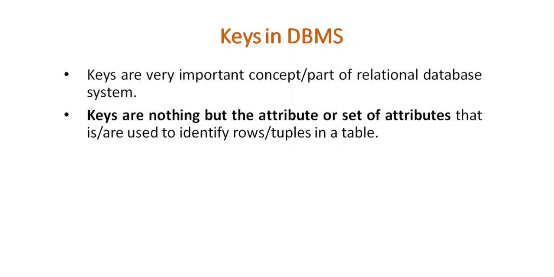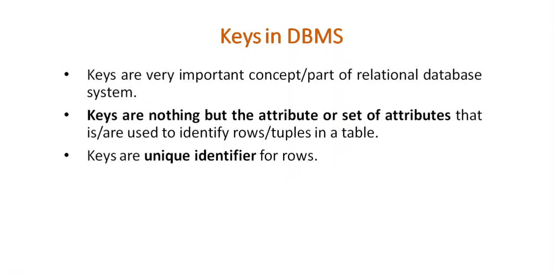Whenever we want to access data from a table, or from the database, we need some unique identifier, or some attribute, so that we can access data from the table easily. So keys are those attributes by using which we can access data from the tables. Keys are simply the attributes in a table, and they are nothing but the unique identifier.